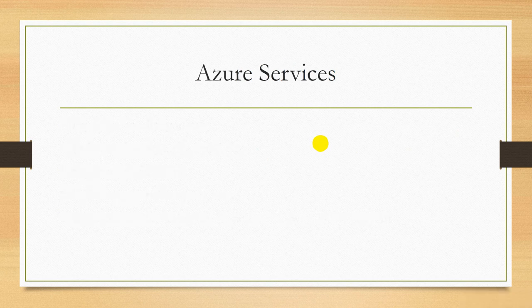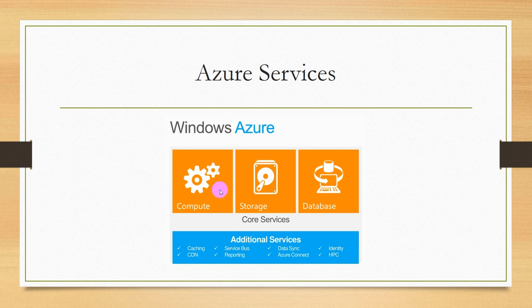What are the Azure services? Let's take a look at that. It has compute, storage, and database. These are the core services that Azure provides. What are the additional services? Data sync, Azure Connect, reporting, service bus, network, identity, high performance clustering, caching, CDN. These are all the additional services, and this is not the full list. These are just some of the services, and there are many more services that Windows Azure provides.